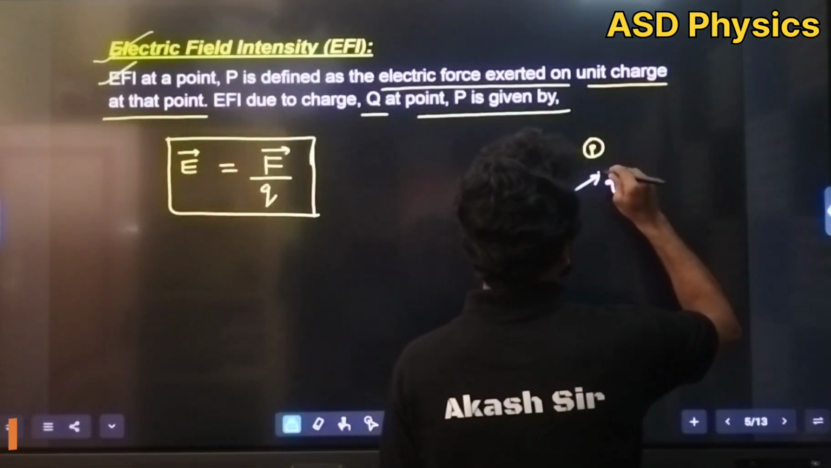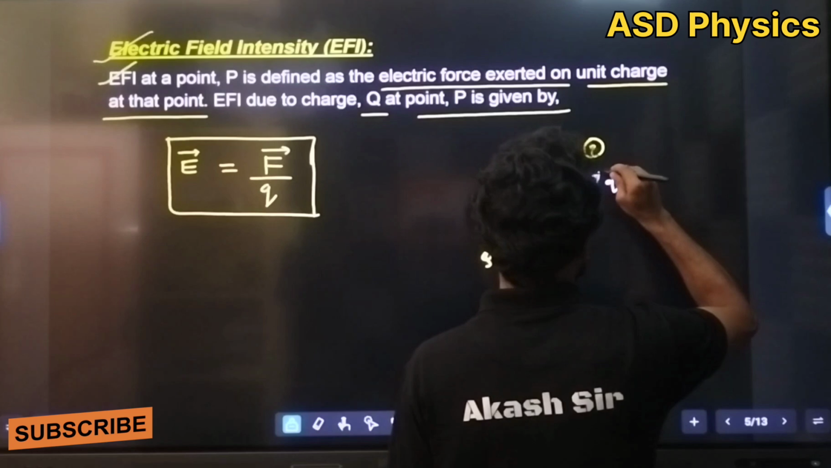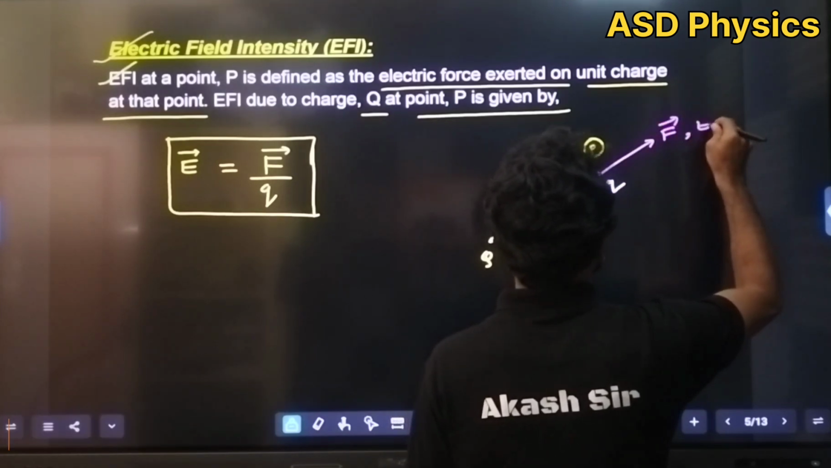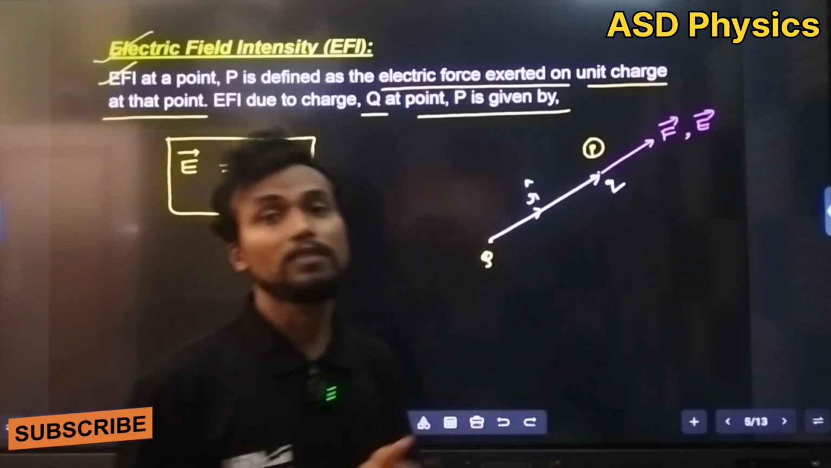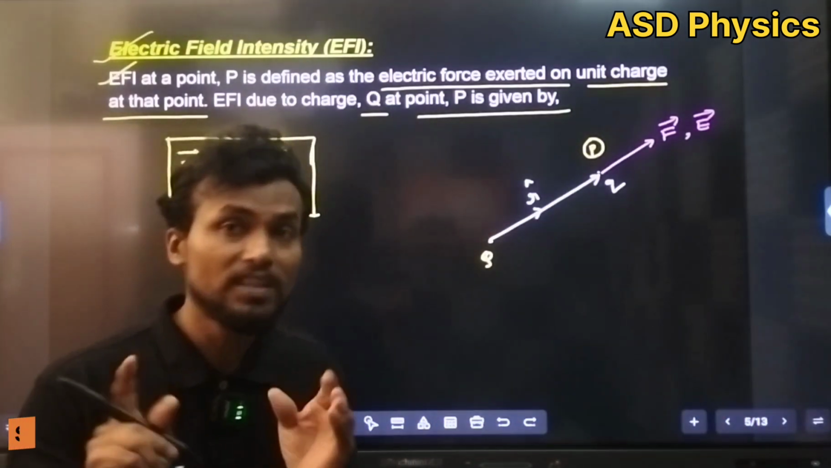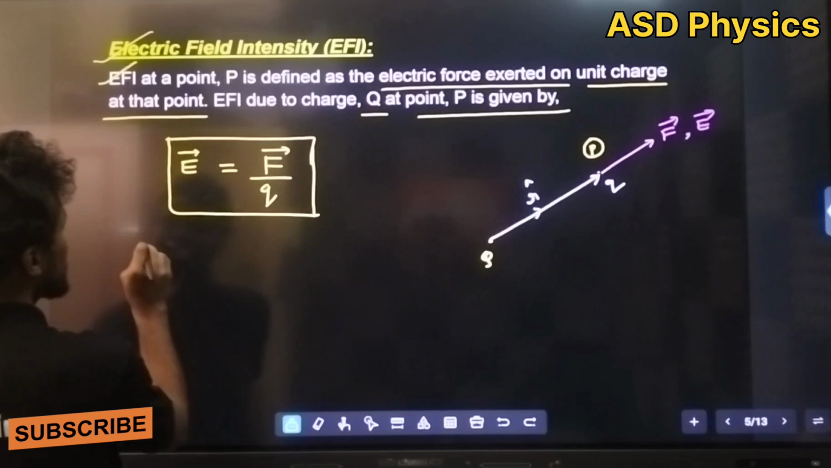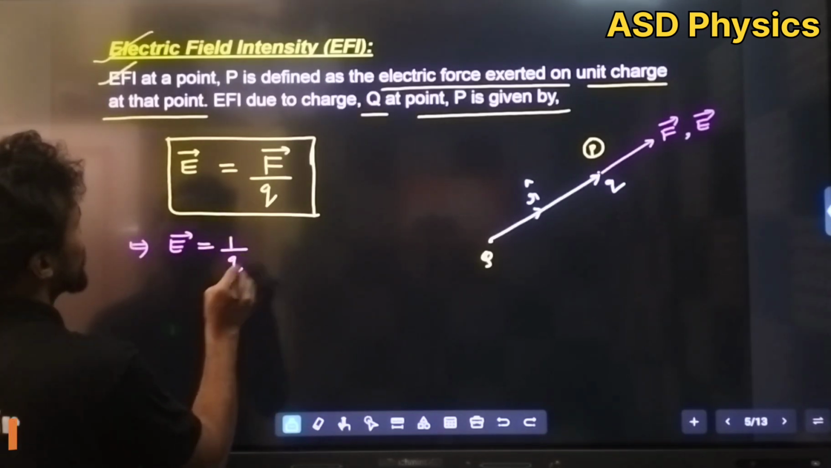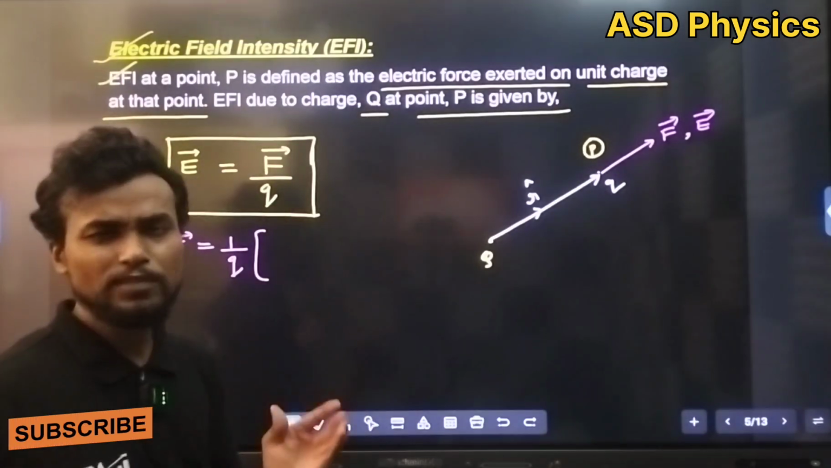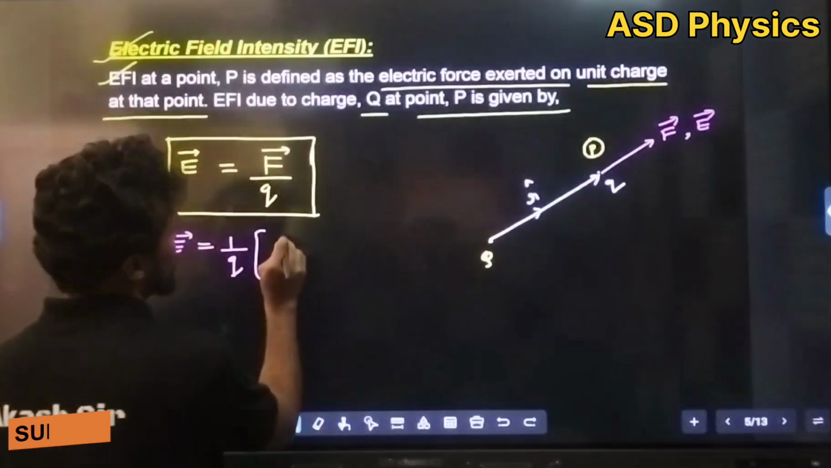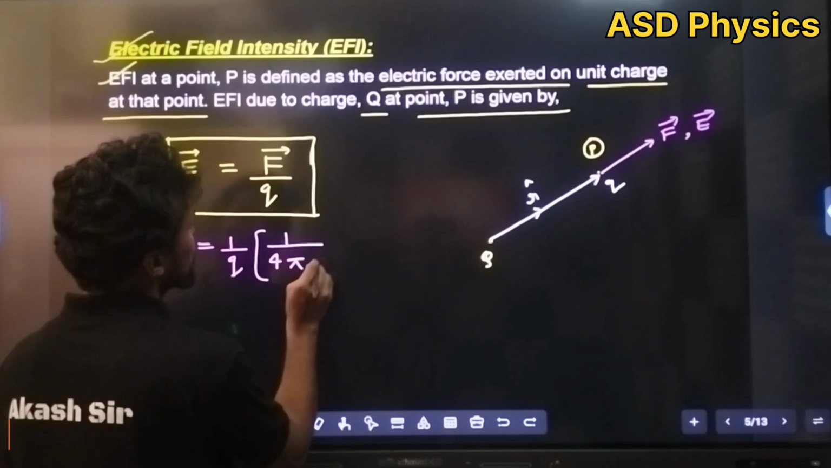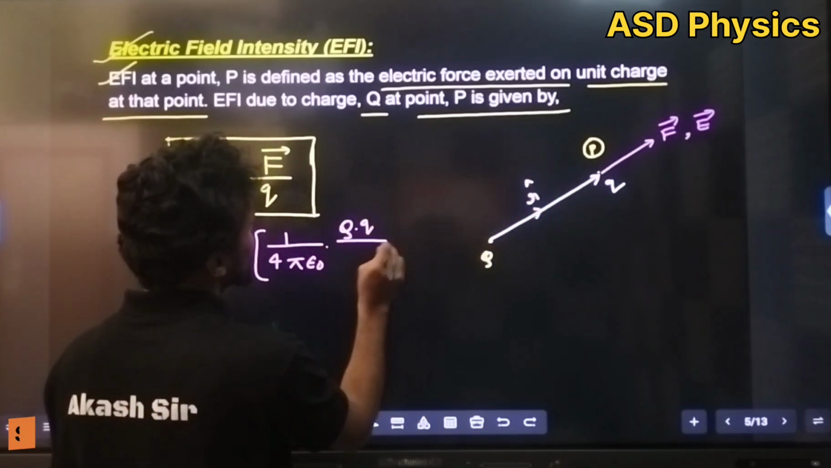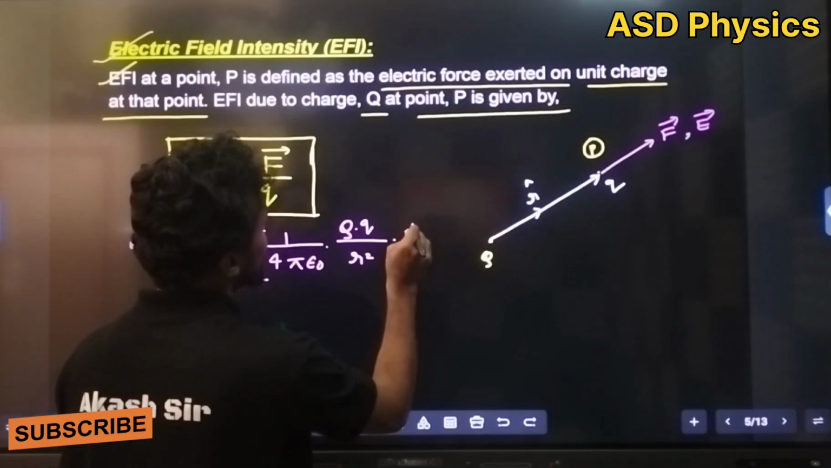That means the electric field is in which direction? This direction, the direction of the force. This is the direction of the force, and the same will be the direction of the electric field also. Please remember that electric field and force are always in the same direction. So E equals 1 by q times the force formula. In a vacuum, nothing is mentioned, that means always vacuum or air. So 1 by 4 pi epsilon naught, and from Coulomb's law, Q q by r square into r cap.